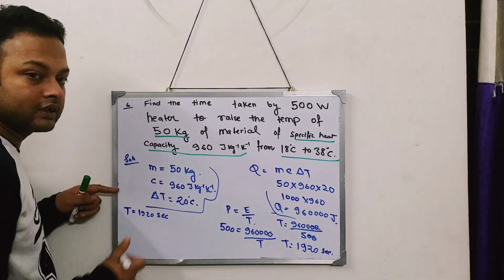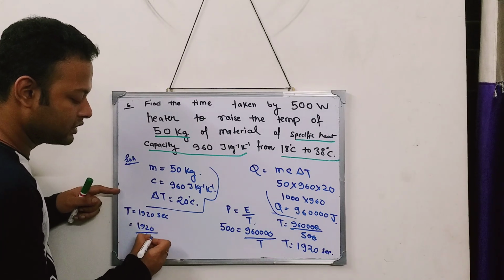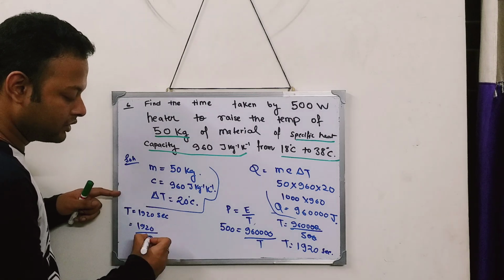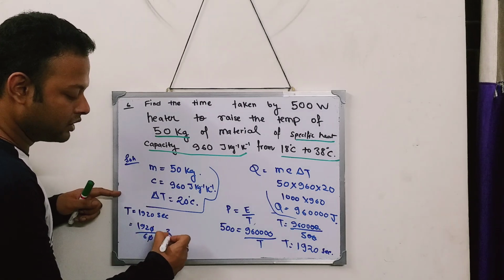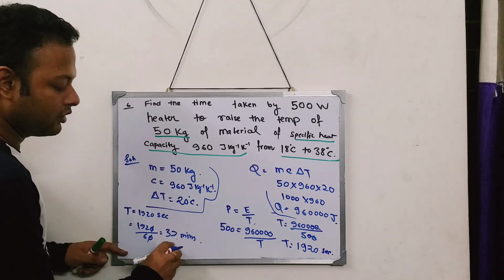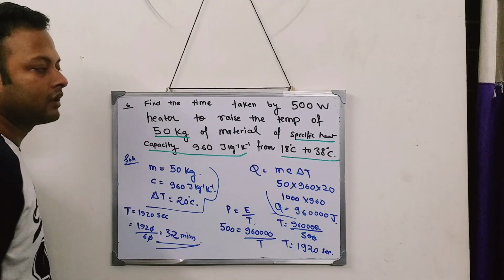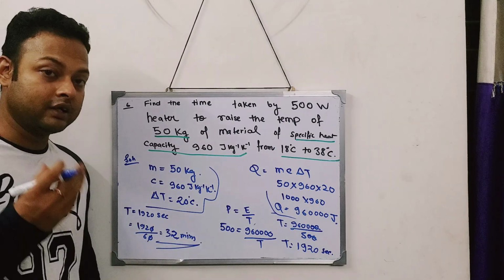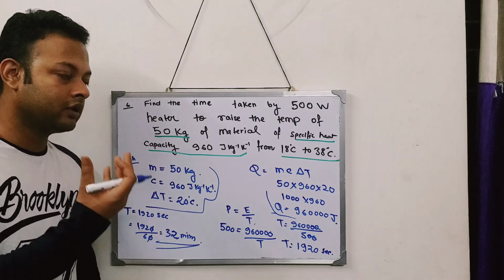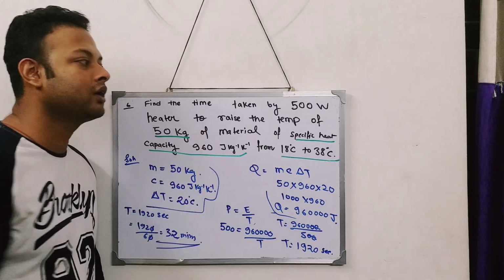Now if we convert this into minutes, how will you convert? 1920 divided by 60. You have to convert this into minutes. Cancel, cancel. It becomes 32 minutes. So 32 minutes is the answer. The heater will require 32 minutes to heat the substance of mass 50 kg from 18 degrees to 38 degrees.